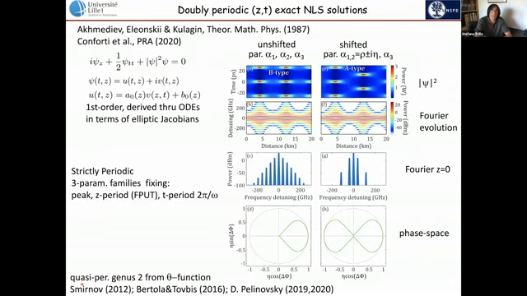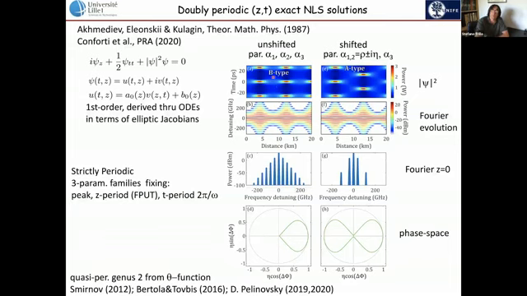In general, what you get from finite gap is quasi-periodic, but here the solutions are strictly periodic in Z and strictly periodic in T, with period 2 pi over omega. So these are a free-parameter family, and the free parameters fix the peak of the growth, essentially the peak of the wave.